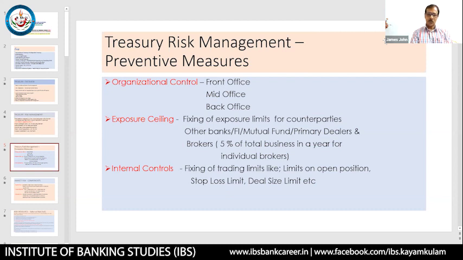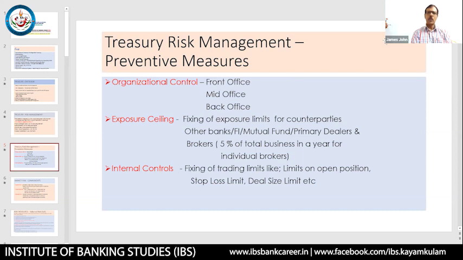So remember, exposure ceiling is the limit fixed by each bank's board with the counterparties, that is, to whom the treasury is dealing with. The treasury is dealing with other banks, other financial institutions, primary dealers, mutual funds, and brokers. So there are certain limits. They cannot go beyond that amount. Then next is internal control. That means fixing of trading limits: a daylight limit, overnight limit, then stop loss limit, deal size limit, all this open position. So these are all the limits fixed by individual banks' management to prevent the impact or happening of the risk.